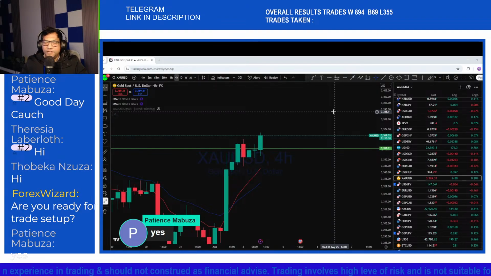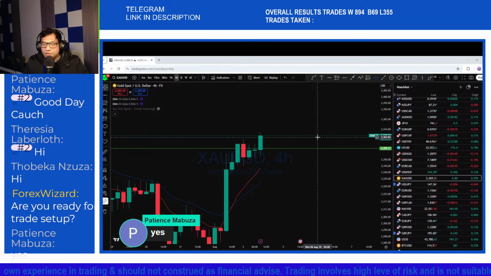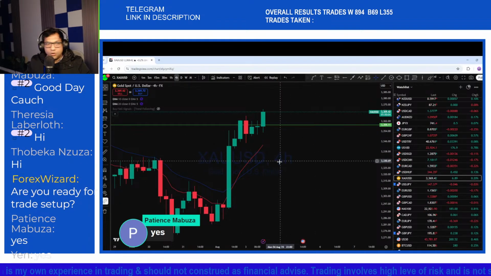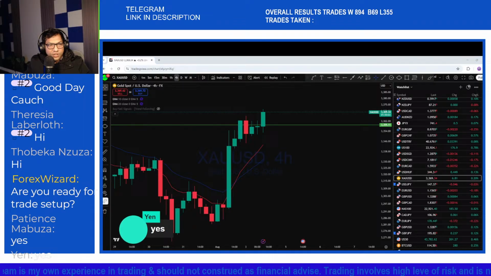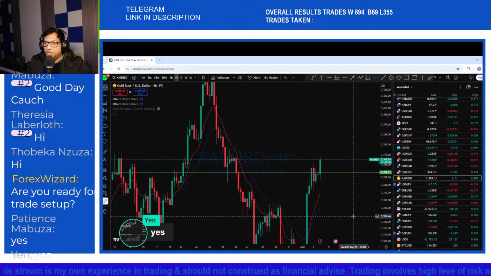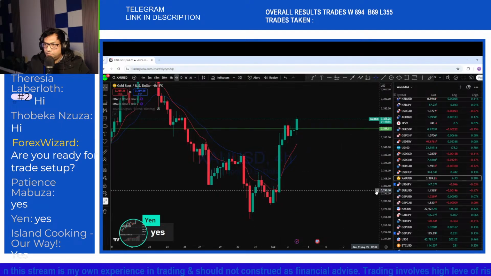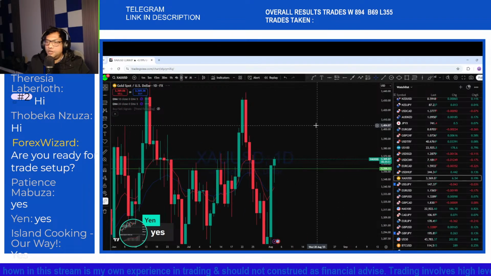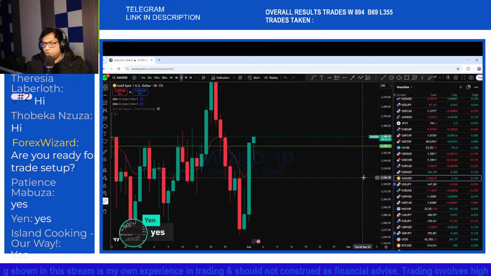Now let's begin first of all with gold. As usual, we have seen that there was a crossover. Gold had a crossover of 10 and 20 MA, and with this crossover the market could potentially be trending again. We might see a potentially bullish trend on gold.